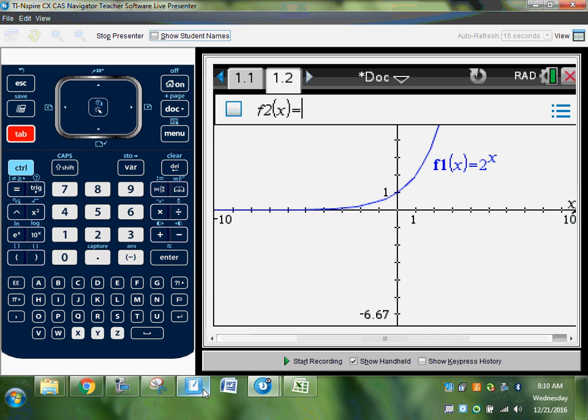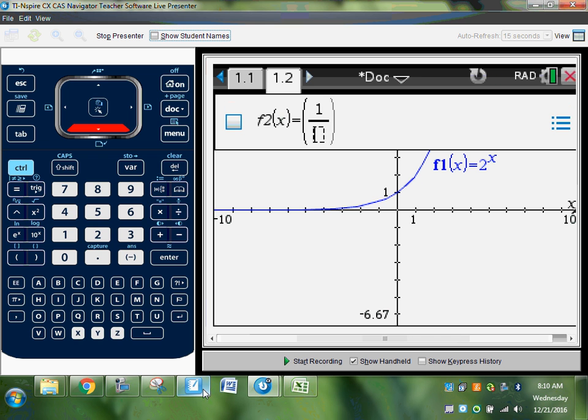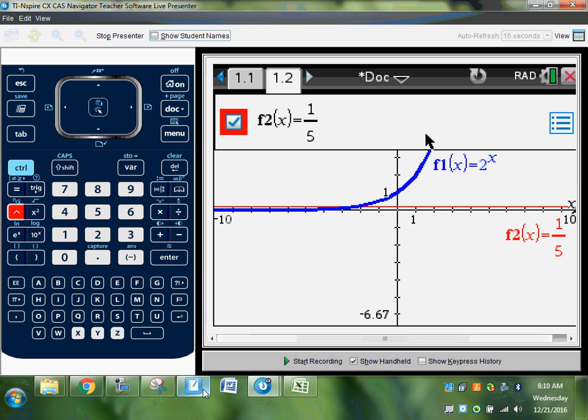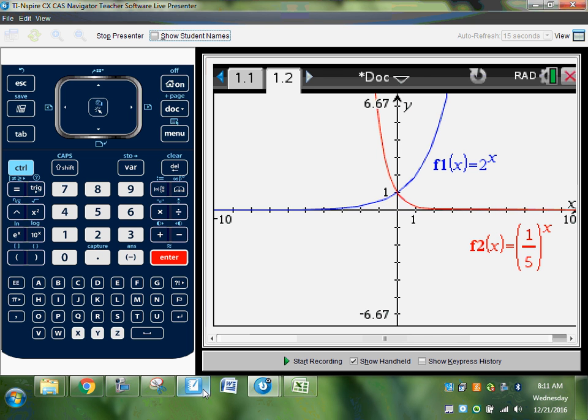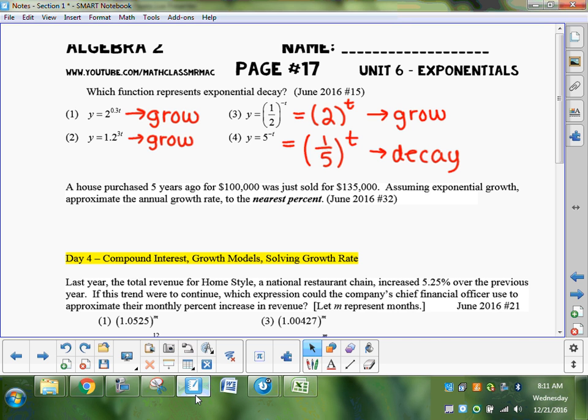So that gives me 2 to the x power, and then the other one is going to be 1/5. Oh, careful. 1/5 to the x. See how that's decay? Over time, this is getting really, really close to 0. This is unbounded. It's going to go on forever. So that's why that's going to be decay.